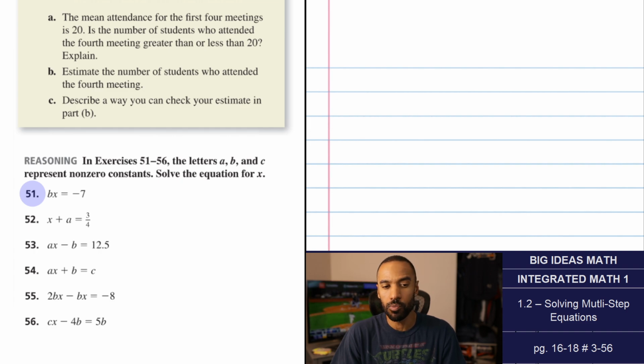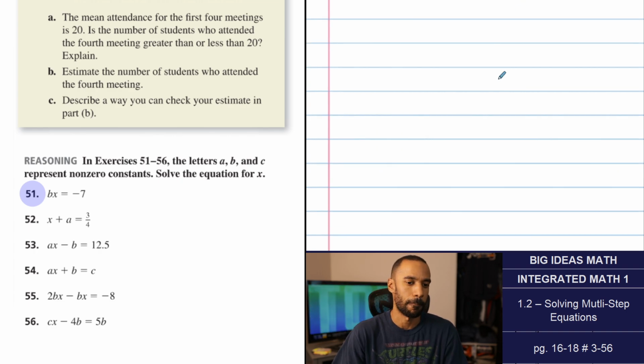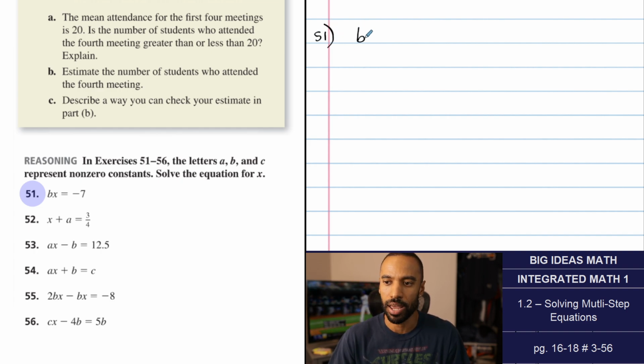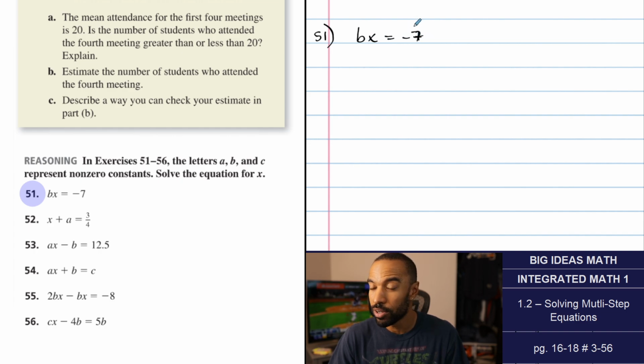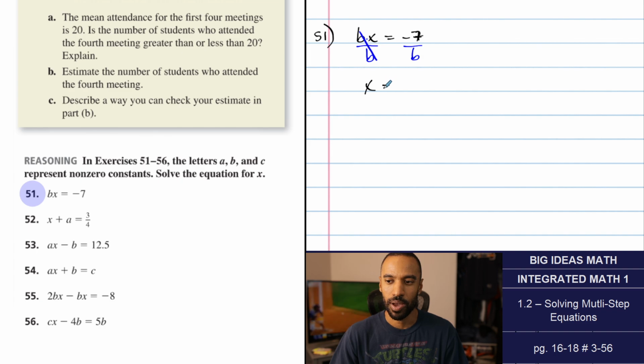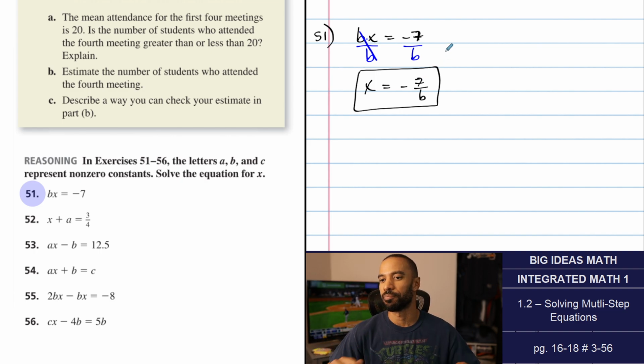In exercises 51 to 56, the letters a, b, and c represent non-zero constants, numbers that are not zero. Solve the equation for x. Okay, all these are what are called literal equations. They mean get x by itself, even though you won't have an official answer like a number. It's not going to say x equals 5 or anything like that. You just work off what's still there and do the best you can. b is multiplying with x, so we divide both sides by b. So x is negative 7 over b. If b was 3, it would be negative 7 over 3, right? That's the idea anyway.